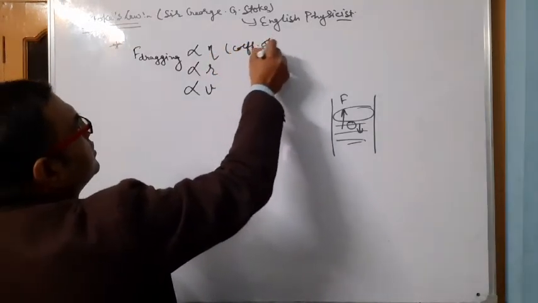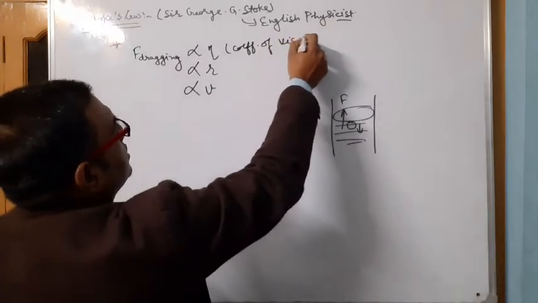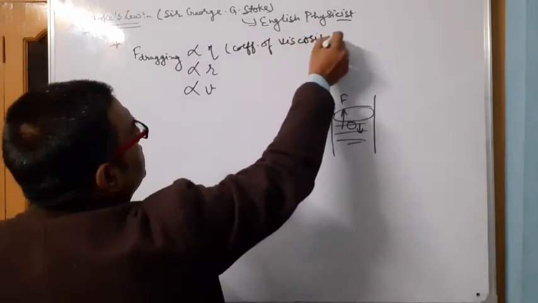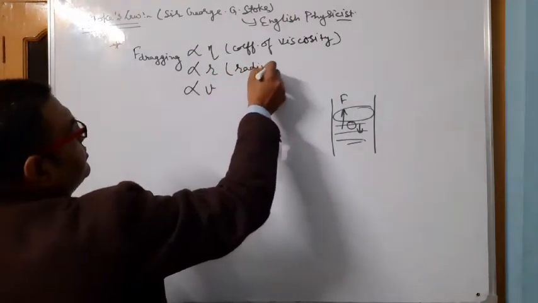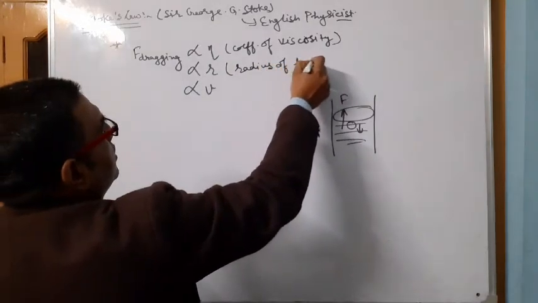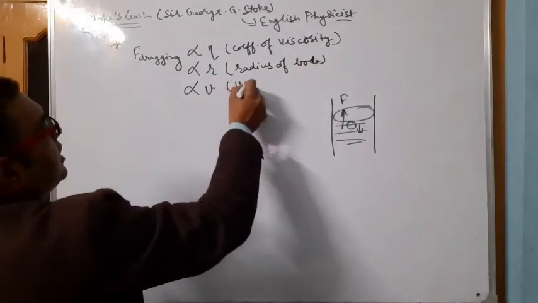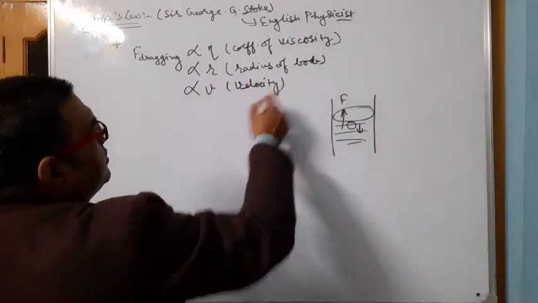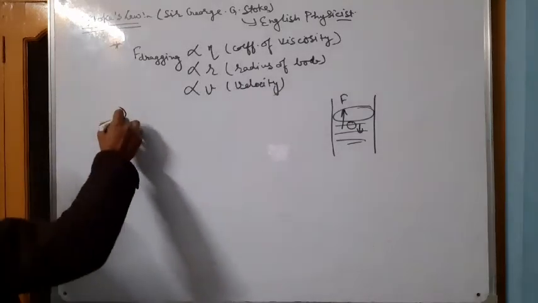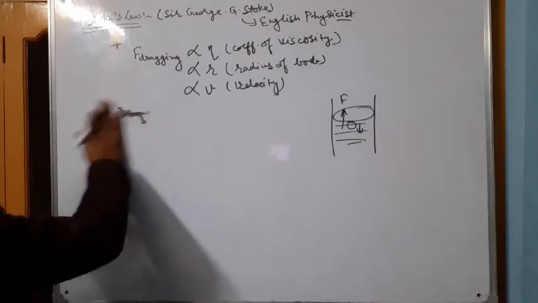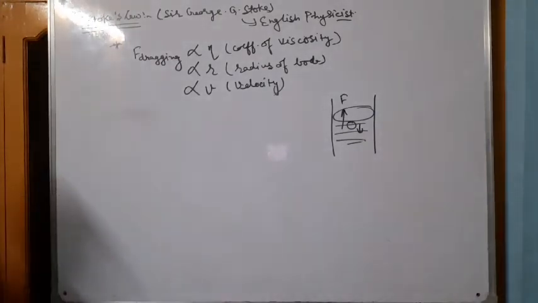Eta is the coefficient of viscosity of the fluid, R is the radius of the bob or spherical ball, and V is the velocity. So for the smallest spherical body of radius r moving through fluid, we have to find out the value of that dragging force. What is the value of that dragging force?